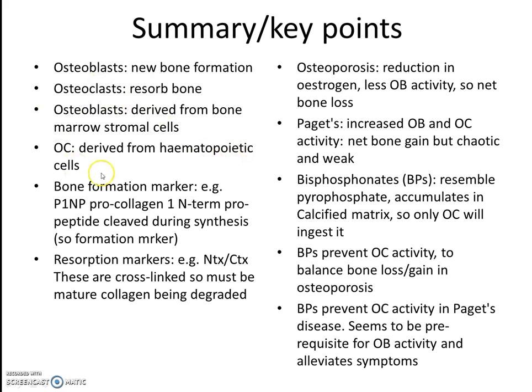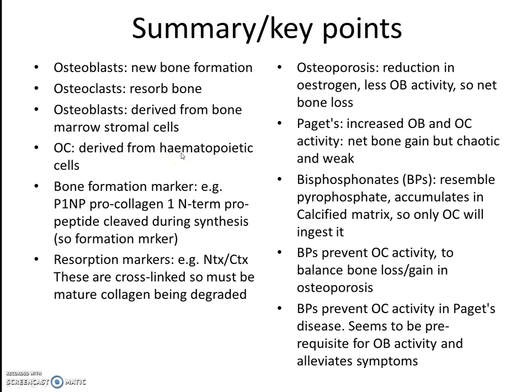We've looked at where the osteoblasts and osteoclasts come from. Osteoblasts are bone marrow stromal cells, osteoclasts hematopoietic cells. Now this is important because some of the diseases you might come across could be caused by defects in the bone marrow or hematopoietic cells.